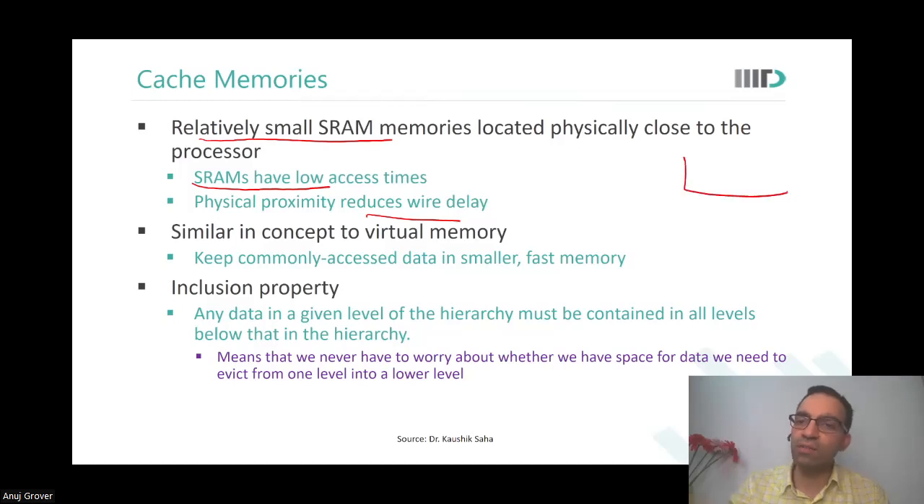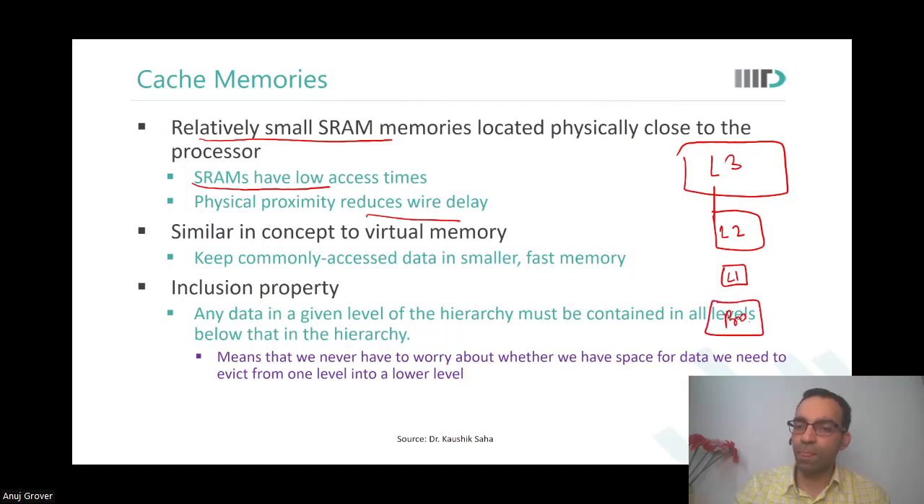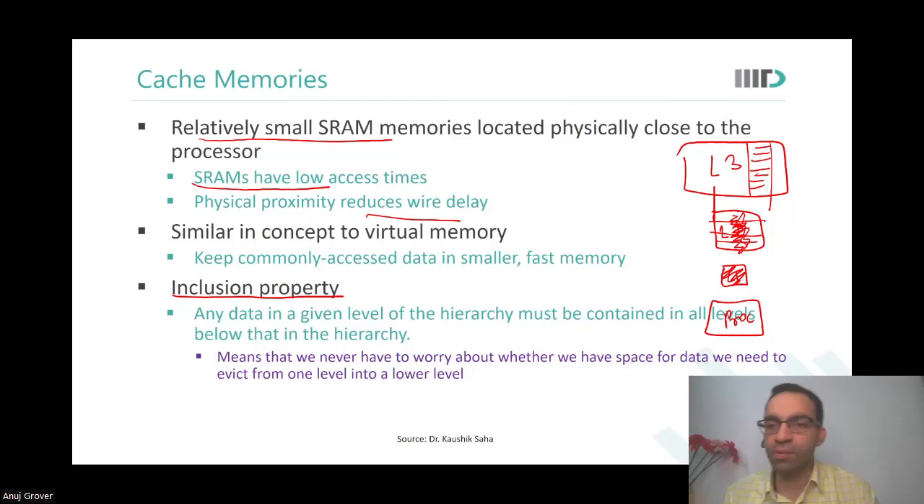And when we do this, another thing that we take care of is, suppose this is L3 cache, L2 cache, L1 cache, and over here is the processor. What we also ensure is that the data of L1 cache is also available in L2 cache somewhere, and the data of L2 cache is also available somewhere in L3 cache. This is referred to as the inclusion property: a lower level memory, if we say L1 is lower level than L2 or L3, is almost always included in the higher level of the memory. So all the data of L1 is available in L2, and all the data of L2 is available in L3.